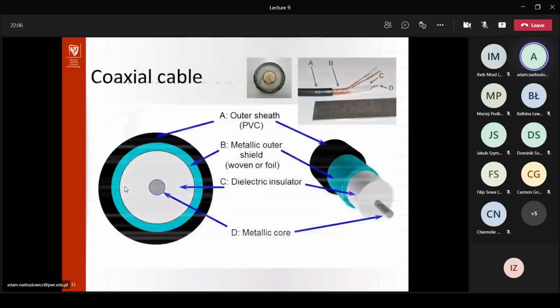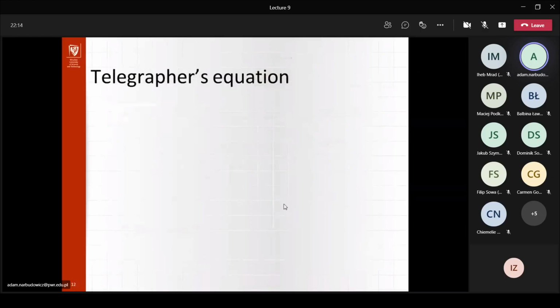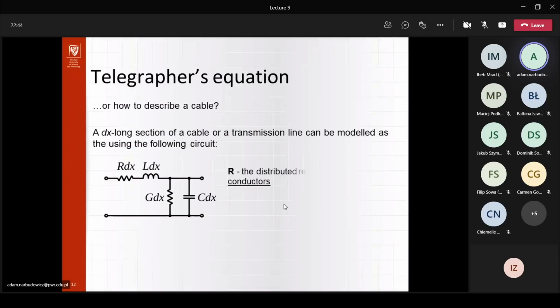Okay, so with that in mind, I want to move on to the telegrapher's equations. We have the twisted pair, we have the coaxial cable, but of course we want some mathematical model or engineering description of what to expect from such a transmission line, or how it will work. There's no point in just saying, okay, this is a cable and that's it. So how do we describe a cable?